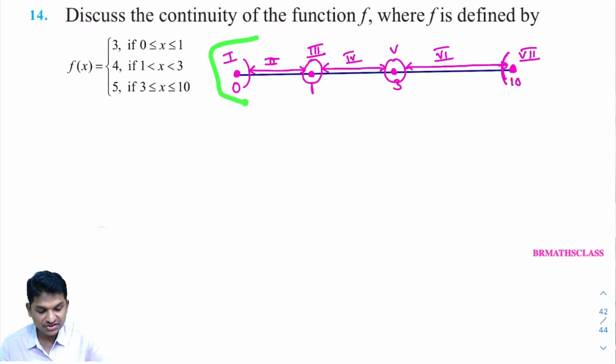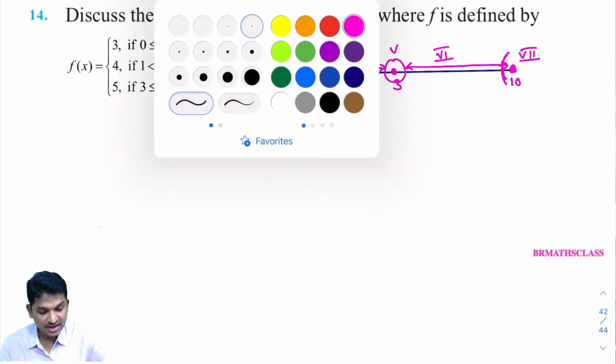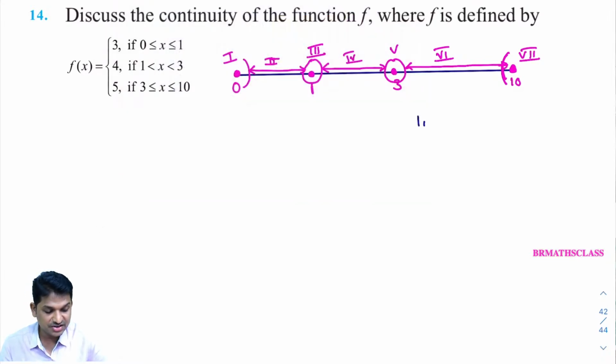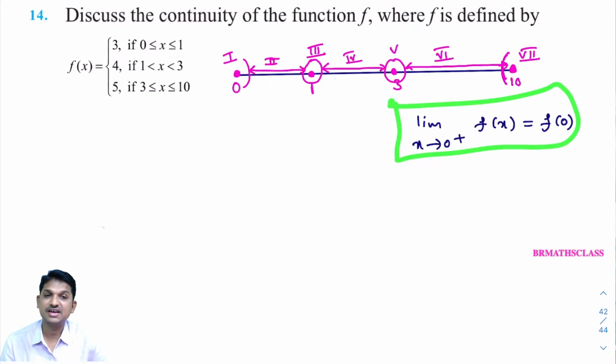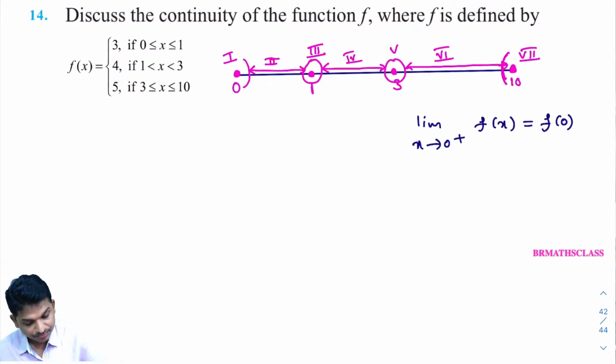What is case 1? Checking the right continuity of the function at x equal to 0. When we say the function is right continuous at x equal to 0, limit x approaches 0 from right, f of x equals f of 0. When this holds good, then I say that the function is right continuous at x equal to 0. Okay, so I am going to do that.